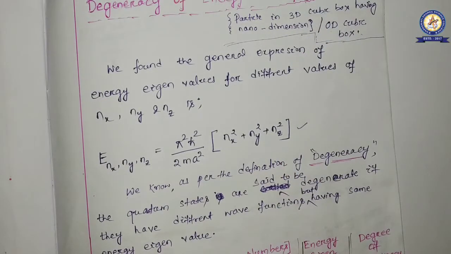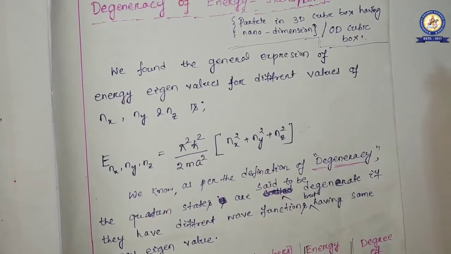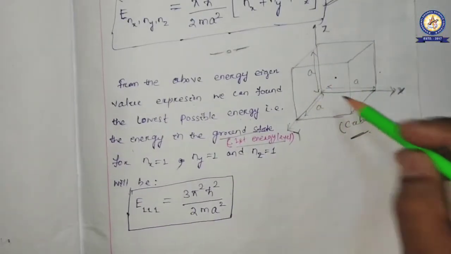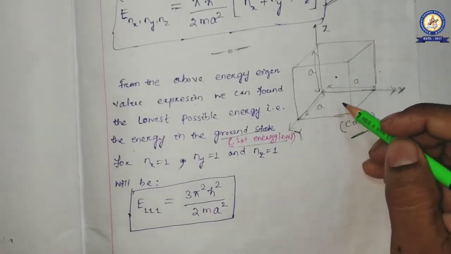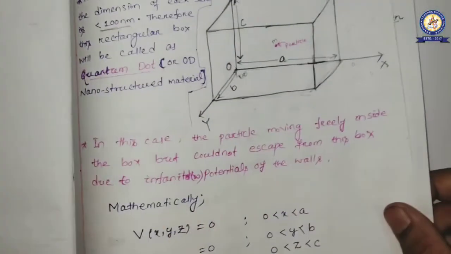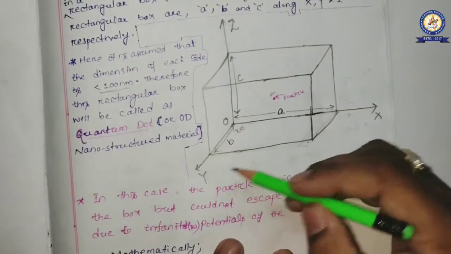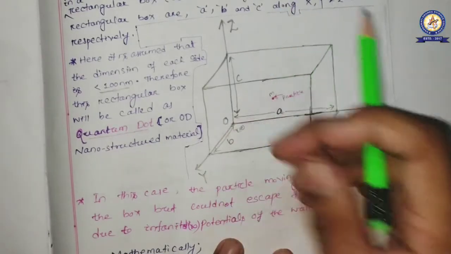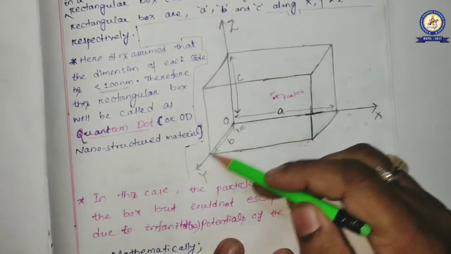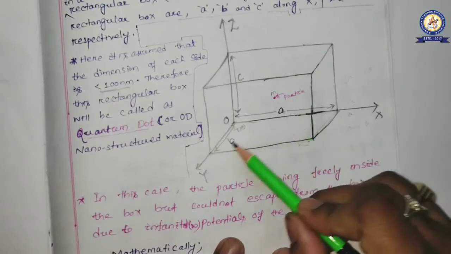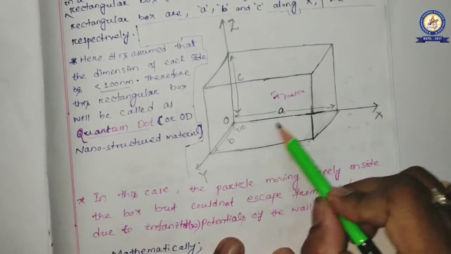Degeneracy will be observed if more than one side length is equal. If we consider a cubic box, then all three sides are equal, so here we can find degeneracy. And if we consider a rectangular box having two sides equal, suppose the length along the x axis is A and along the y axis is also A, and along the z axis is a different length, then with the same length along two axes, we can also observe degeneracy.